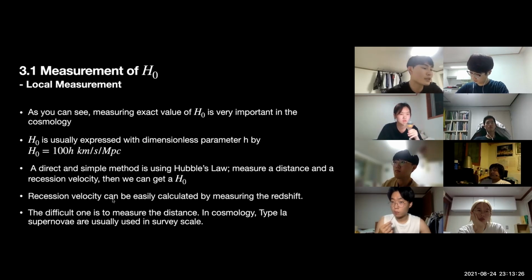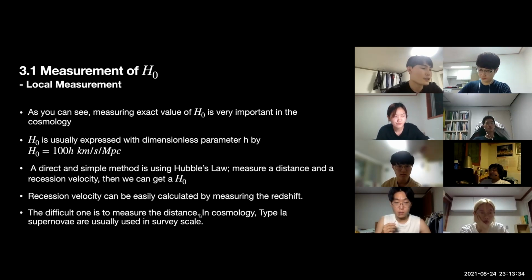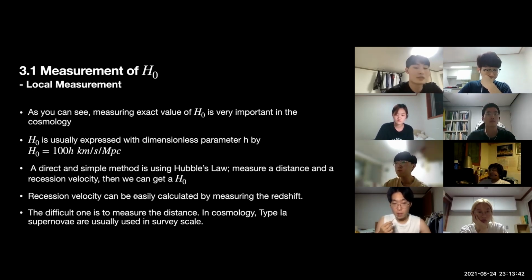Recession velocity can be easily calculated by measuring the redshift. It is simple. The problem is to measure the distance. And in cosmological scale, the type 1a supernova is usually used to measure the distance.